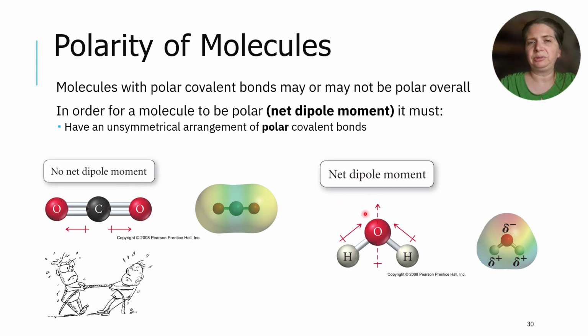Water has two lone pairs on the central oxygen atom, giving it a bent molecular geometry. Oxygen is more electronegative than hydrogen, so it pulls the shared electrons towards itself. Because the molecule is bent, the bond dipoles do not cancel. Water therefore has an overall dipole, and this is a polar molecule.